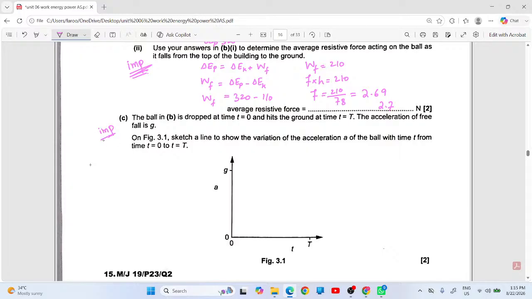2.7. The ball is dropped at time t equals 0 and hits the ground. The acceleration of the ball is on figure 3.1. Sketch the line of the acceleration of the ball with the time t from 0.